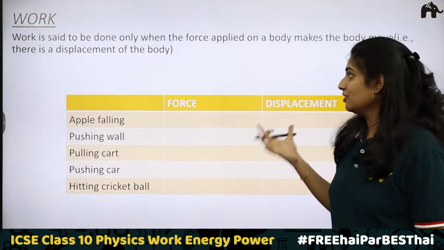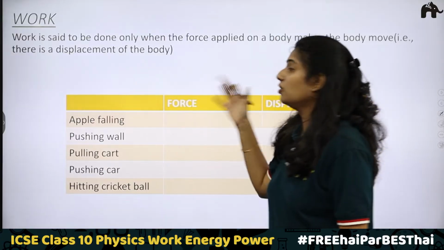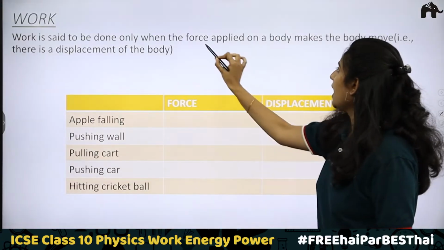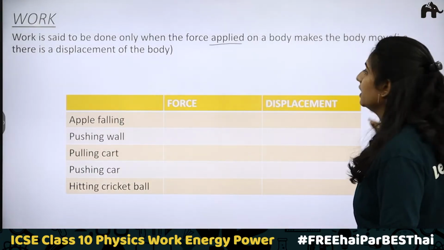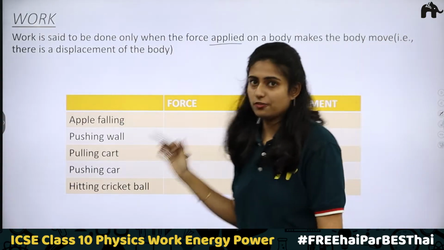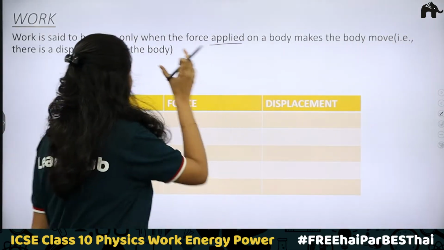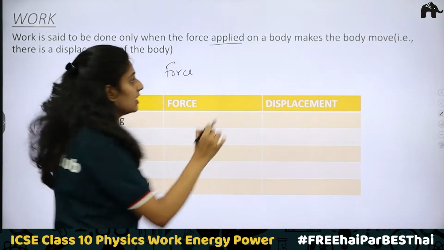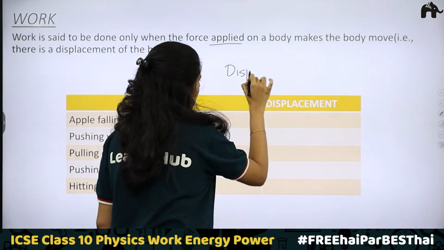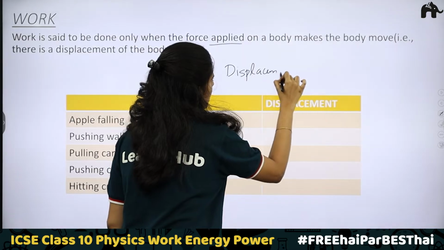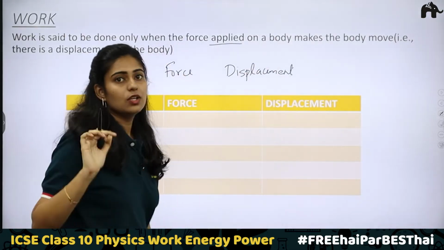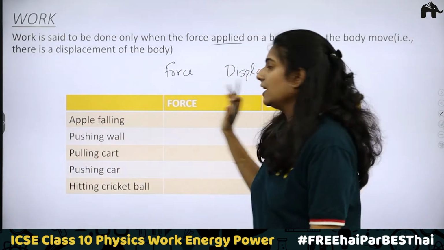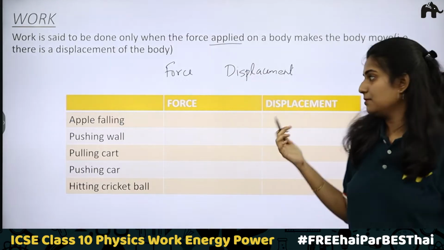Now we can define work as: work is said to be done only when the force applied on a body makes the body move. That is, there is a displacement of the body. Two elements, that is, work is said to be done only when there is a force and there is a displacement. If any of these is absent, then there is no work done. Okay, now consider the examples we have taken previously.